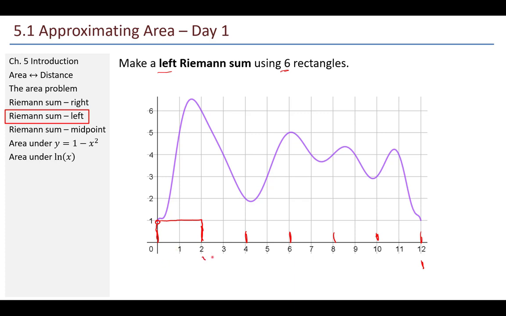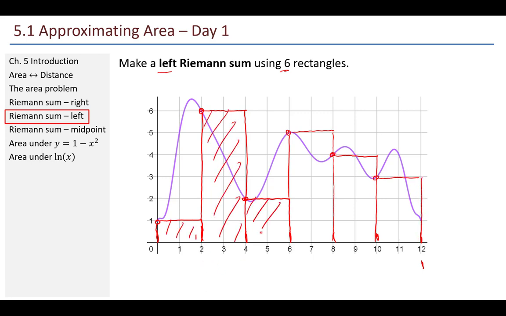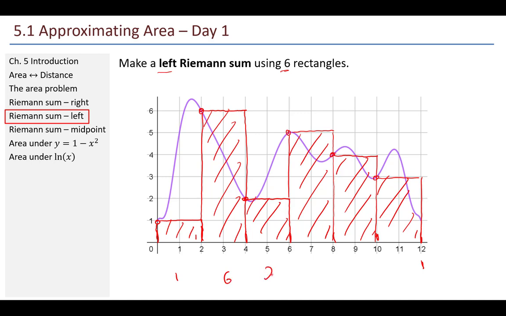So my base that goes from 2 to 4, I'll take the left side and follow the 2 up until it hits the curve, and that determines the height of the rectangle that spans from 2 to 4. And I'll continue this process as well. See if you can follow along with me. There, we've made our left Riemann sum using 6 rectangles. These rectangles have heights 1, 6, 2, 5, 4, and 3.